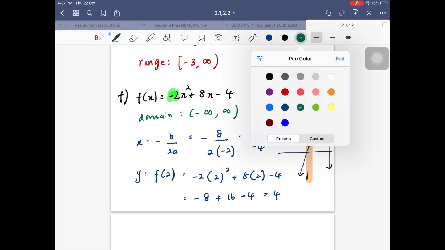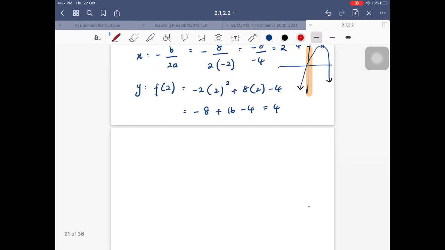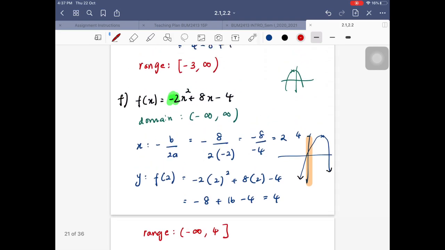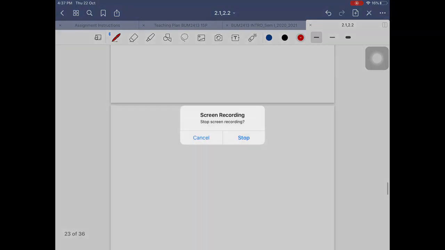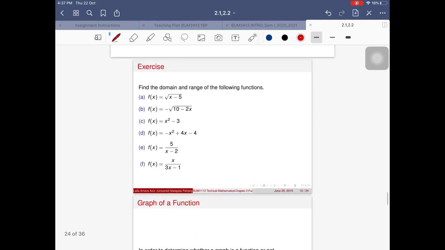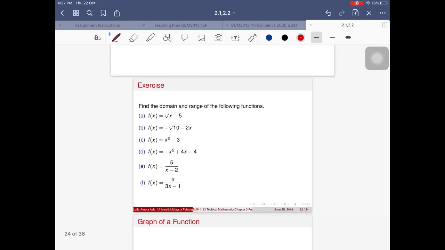So for this case, what is going to be our range value? Our range value is going to be from negative infinity with a maximum value of 4. So that's the maximum where it could be. Okay, so that is how you determine the domain and range. And of course, like the previous ones, you can try to do this exercise right here.